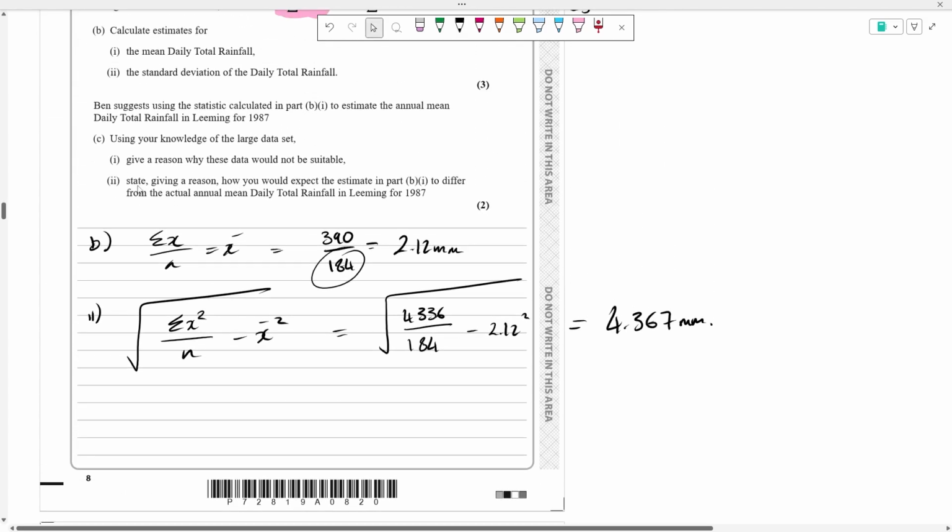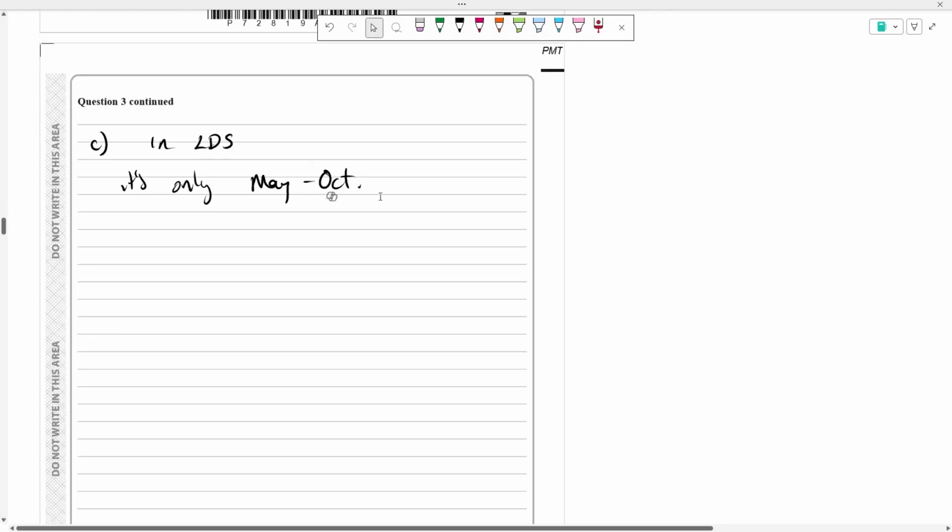Part II, state giving a reason how you would expect the estimate to differ from the actual annual mean. Because in the UK you would expect that it rains a lot more in the winter months, like December, around that time. I mean, we don't really get snow, do we? But around December time, for example, December or winter months are not recorded in the large data set.